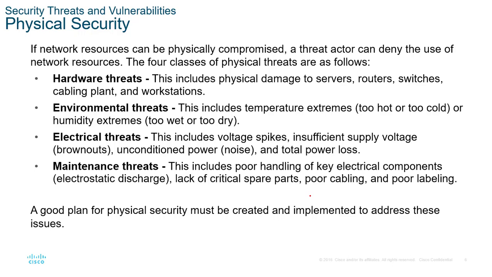Electrical threats. This includes voltage spikes, insufficient supply voltage, brownouts, unconditioned power, noise, and total power loss. And maintenance threats. This includes poor handling of key electrical components, electrostatic discharge, lack of critical spare parts, poor cabling, and poor labeling. A good plan for physical security must be created and implemented to address these issues.